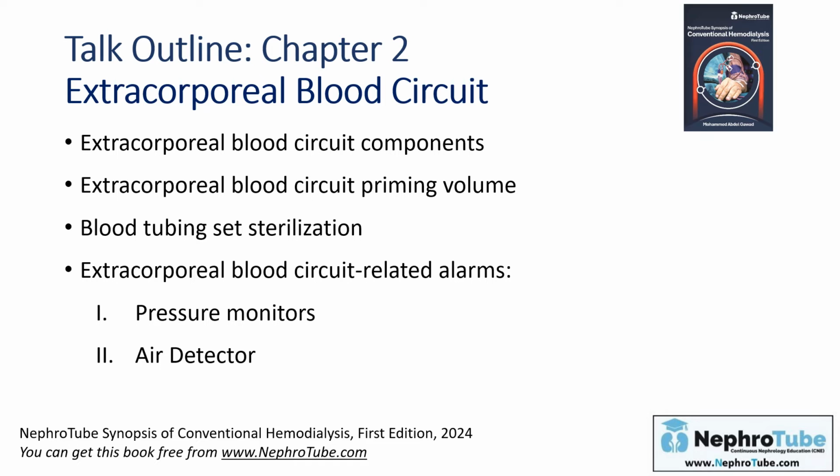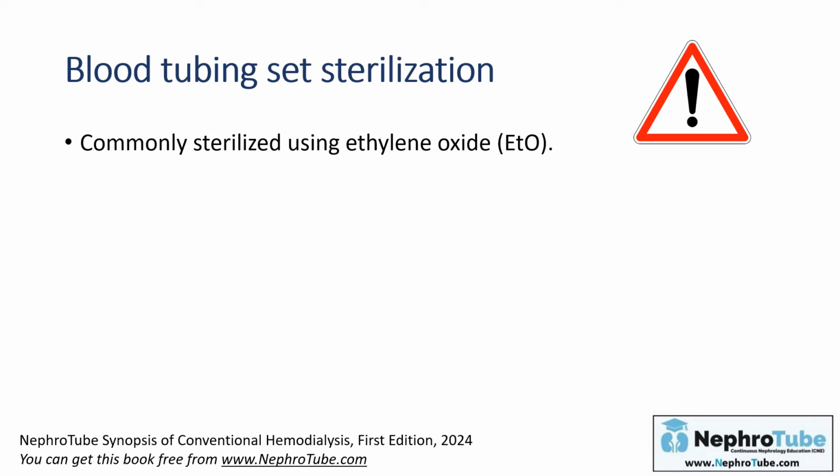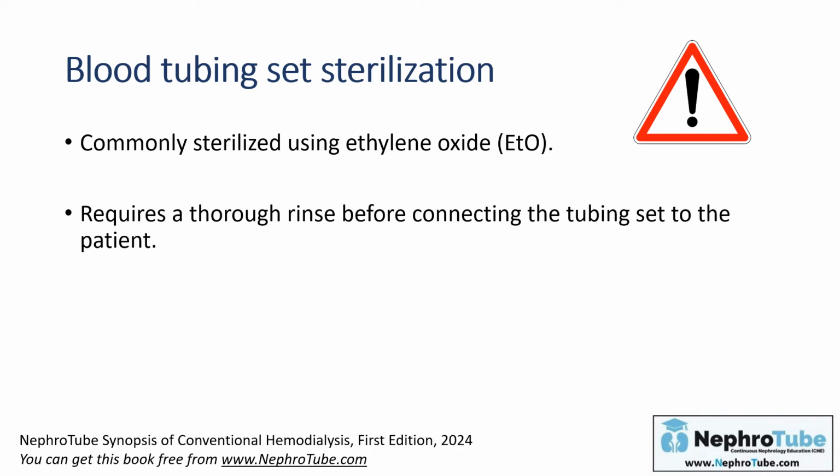The second point to discuss is the blood tubing set sterilization. The commonly used sterilizing agent is ethylene oxide. Actually, ethylene oxide within the tubes must be rinsed very well before connecting the tubing set to the patients.